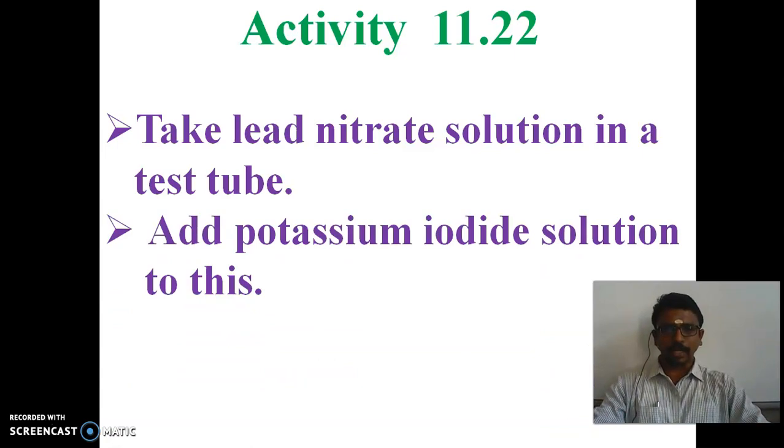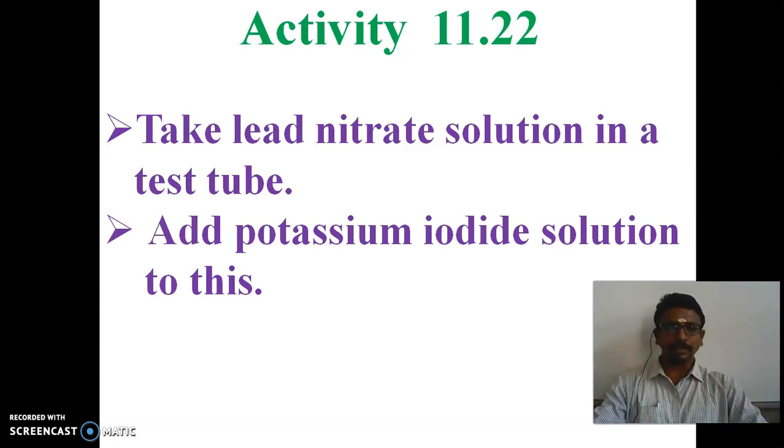Next, we have to add potassium iodide solution to this. What is the formula for potassium iodide, children? The symbol for potassium is K. For iodide, the symbol is I. Both have a valency of one, so the potassium iodide formula will be KI.